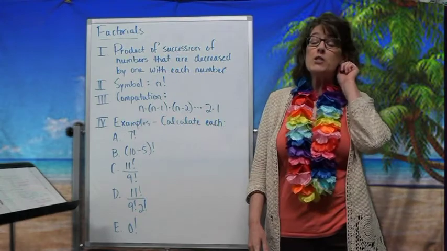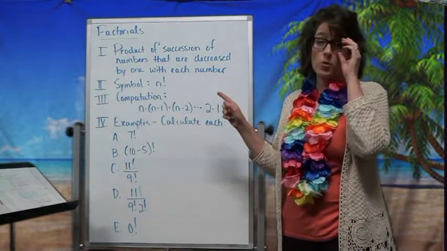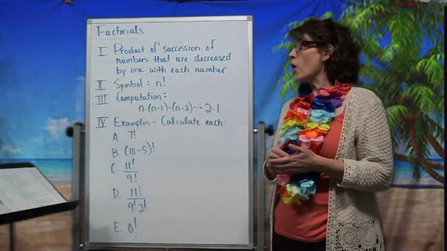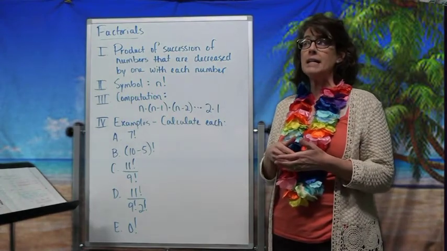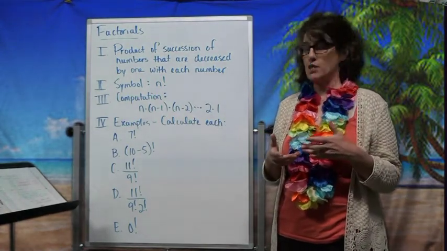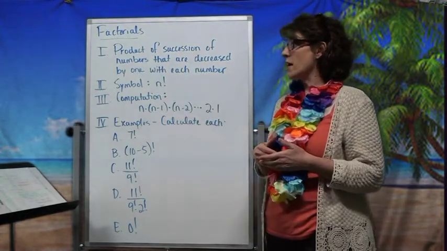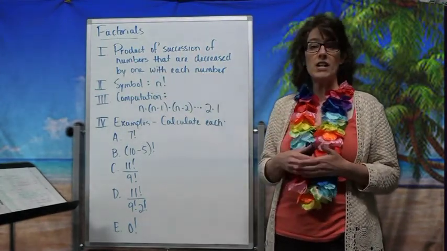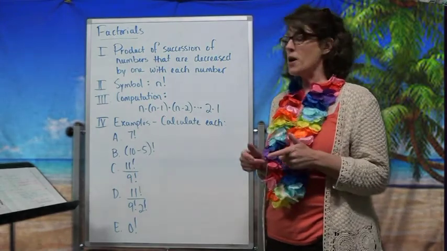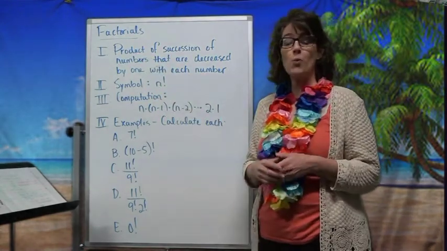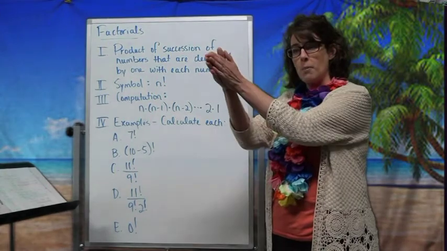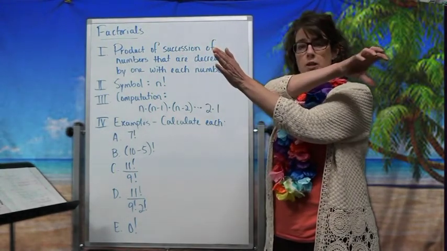Okay, but we do have time to talk about factorials. Factorials are a mathematical computation where we find the product of a succession of numbers that are decreased by 1 with each number. So you know what product means. Product means multiplication. So what happens is I'm going to take a particular number and multiply it by a whole bunch of numbers.